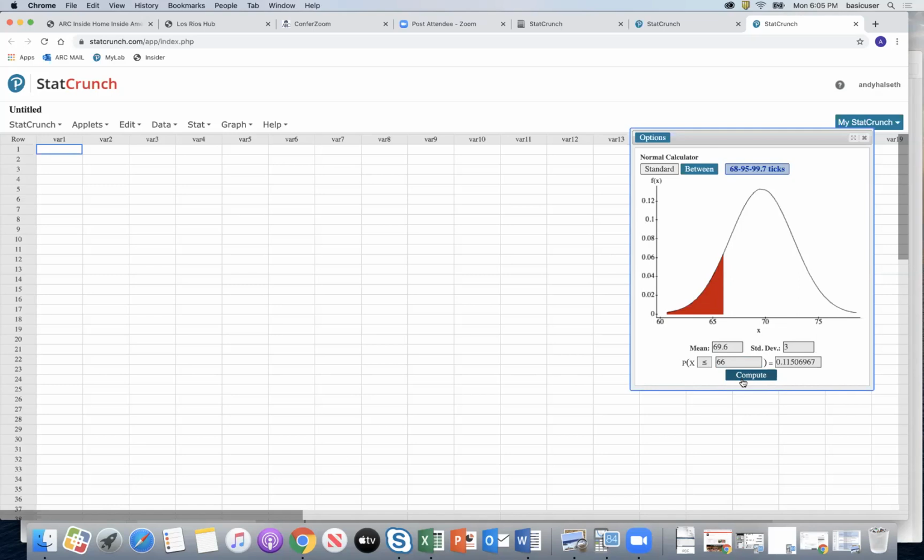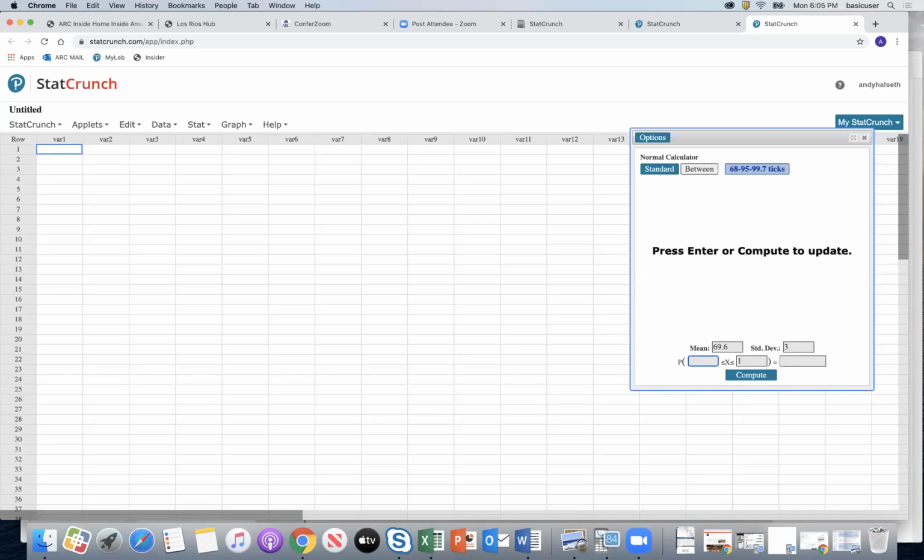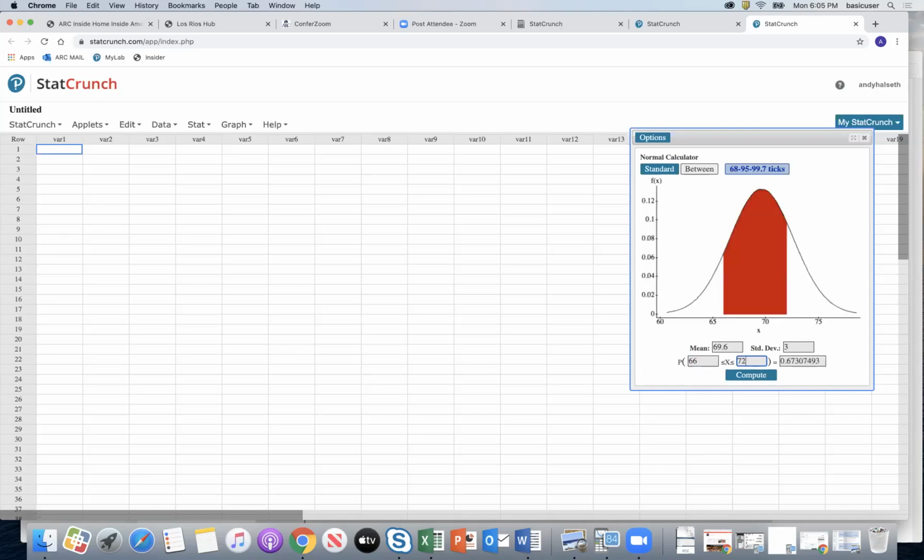Let's try that with the next problem, part B, that says the height is between 66 and 72. So instead of finding z-scores for each of those values and then fiddling around with tables, we can just use this program. I'm going to go between. I got my mean, my standard deviation are right, and then I'm going to put between, so it's 66 on the lower end and 72 on the higher end, and I get my answer 0.6731.